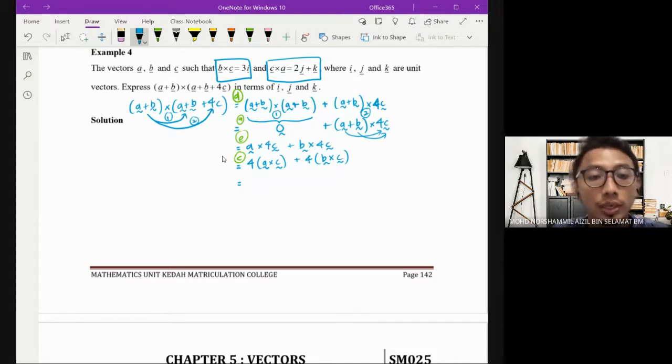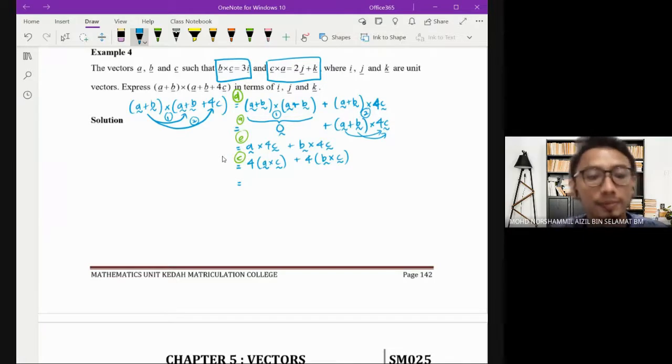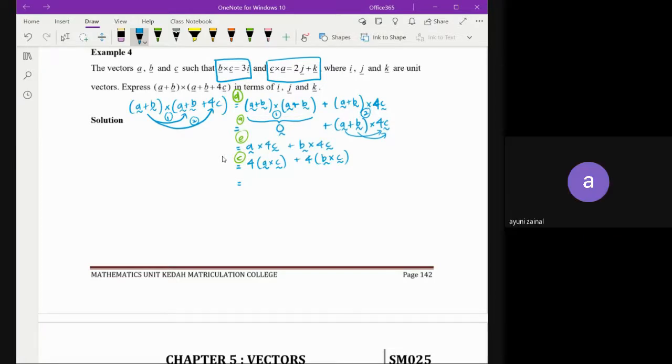This one we call using properties. Using the property, you can take out 4. We don't say it's factorization. Factorization is taking a number out of a number. So he has to memorize the formula too.